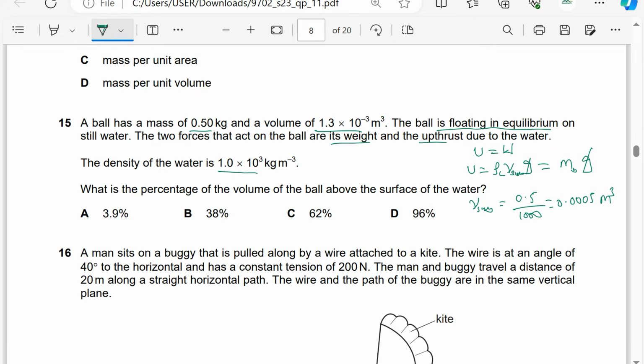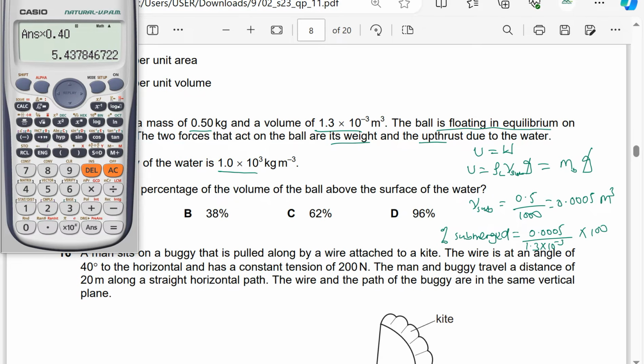Let me just find the fraction submerged, or the percentage submerged. Since I have the volume submerged, I'm finding this percentage submerged. So it will be 0.0005 divided by the volume of the ball, which is 1.3 times 10 power minus 3. Then I multiply this by 100. This is the percentage which is submerged. So this is 0.0005 divided by 1.3 times 10 to the minus 3, then times 100.